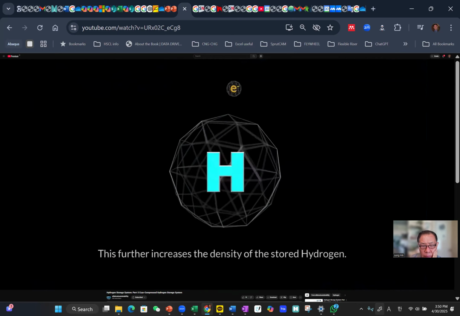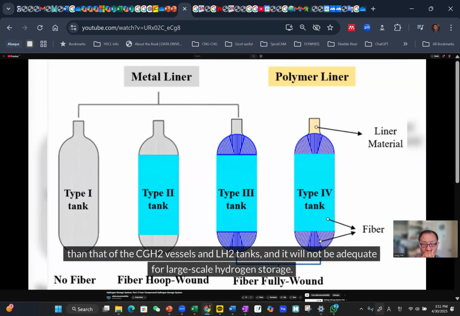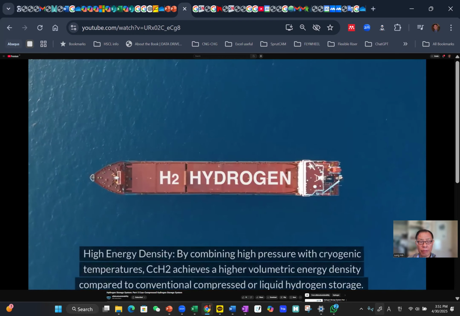Among them, the vessel must be enclosed under a vacuum. Therefore, the cost of the CCH2 vessel will be much higher than that of the CGH2 vessels and LH2 tanks, and it will not be adequate for large-scale hydrogen storage. Advantages of CCH2 are high energy density.